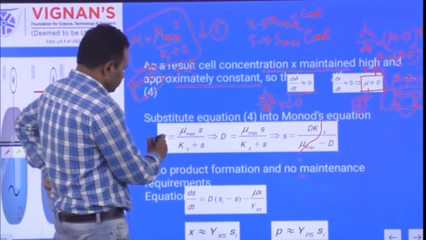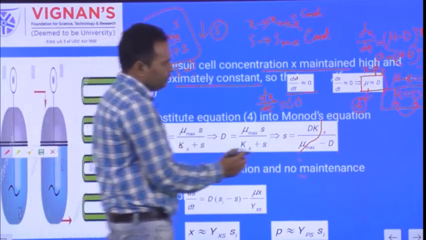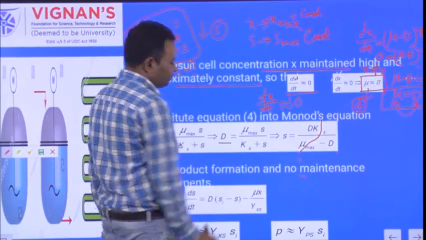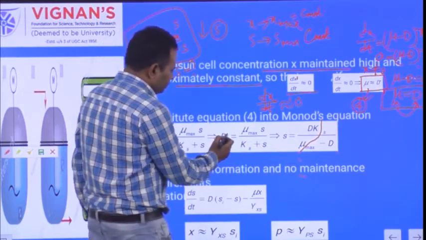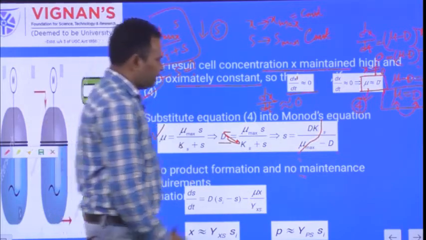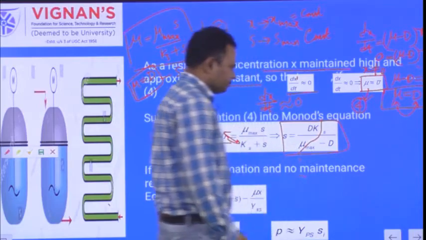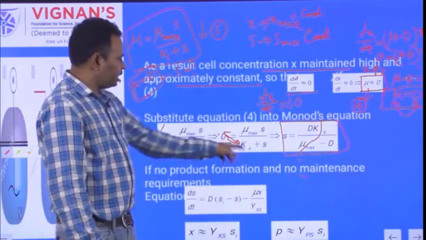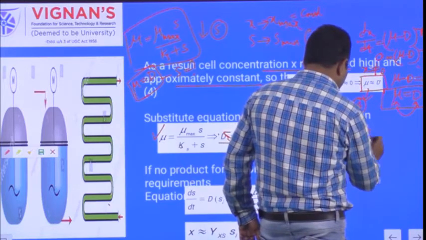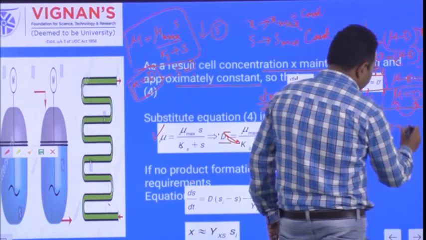The Monod equation is mu is equal to mu max into S by Ks plus S. In place of mu, substitute the D value. Do the cross multiplication and solve for S. When you solve, you obtain S is equal to D Ks by mu max minus D. How can you obtain this? Do the cross multiplication here: D Ks plus D S is equal to, on the right hand side, mu max into S.